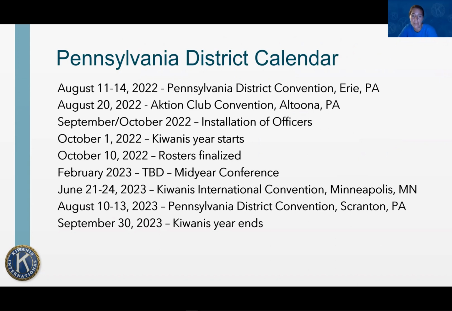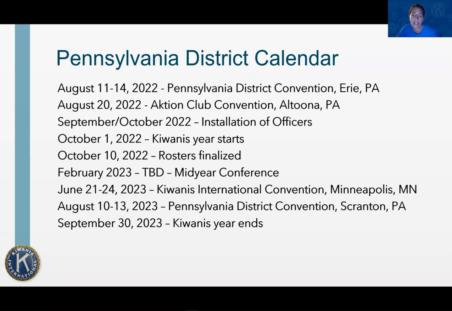The September, October, that's when you do the installation of officers for all the clubs. Normally, either your club president or a lieutenant governor can come in and do the installation of that. October 1st is when the Kiwanis year starts. October 10th, this is important mostly for secretaries, but October 10th is when the rosters need to be finalized in the Kiwanis system. And if any member is still on it that doesn't want to be on it after October 10th, your club will still get billed for that.